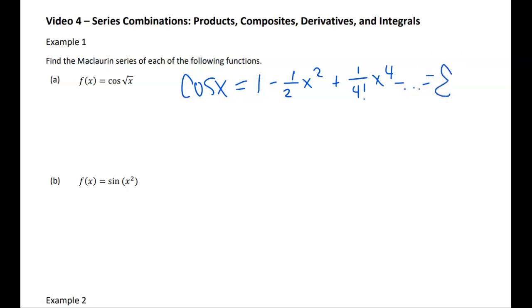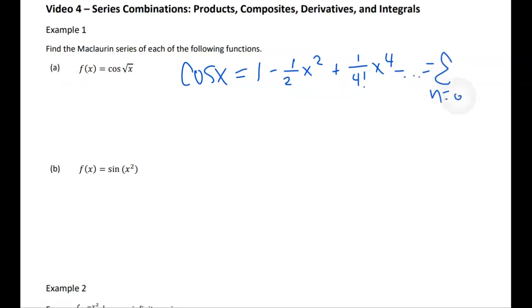And we end up getting negative 1 to the n, x to the 2n over 2n factorial, right? Okay, so let's see what happens if I plug in then the square root.